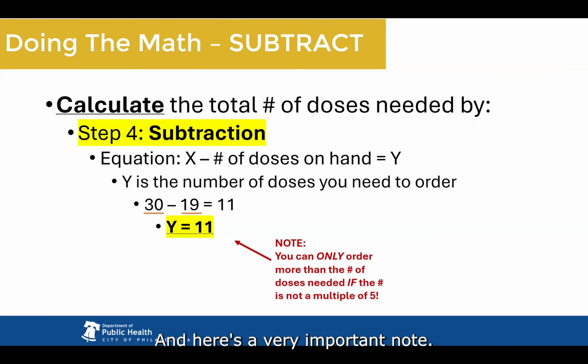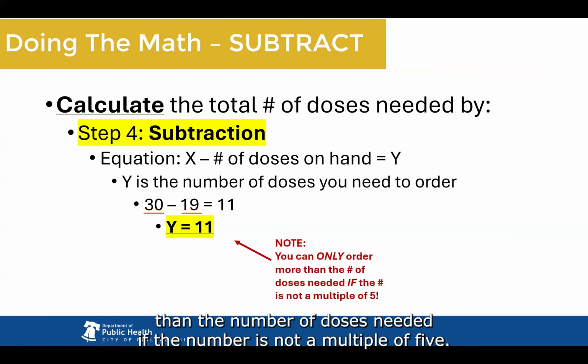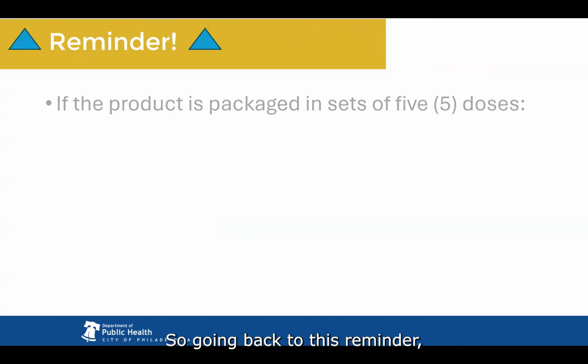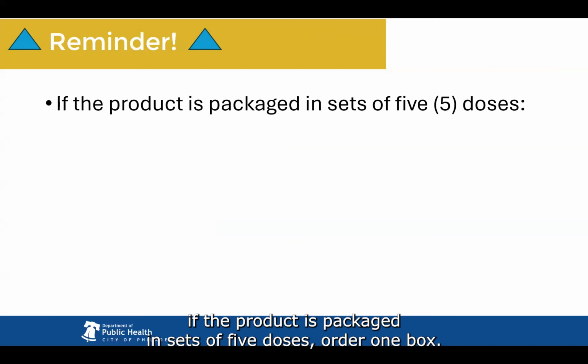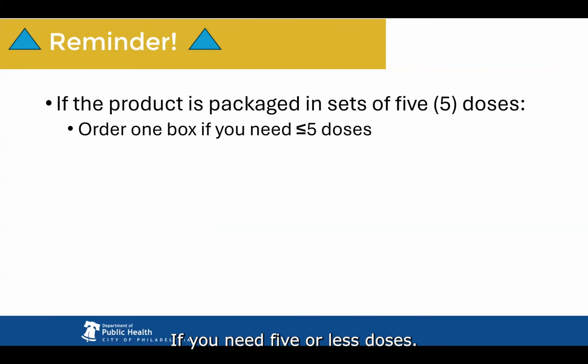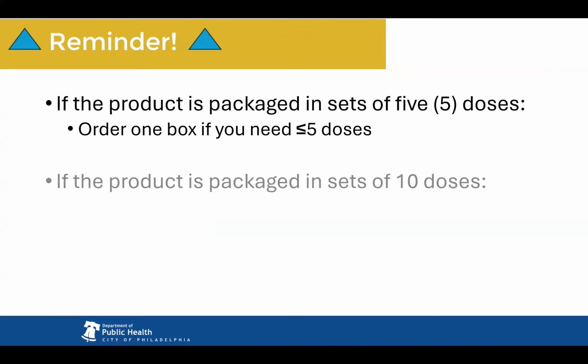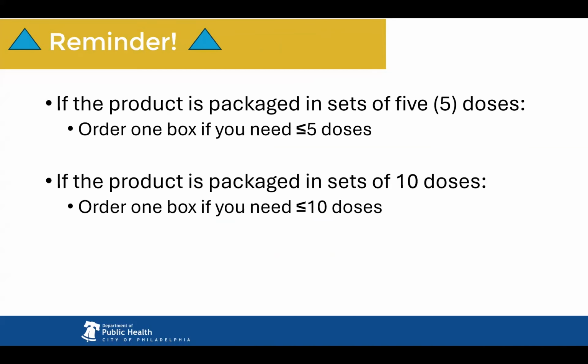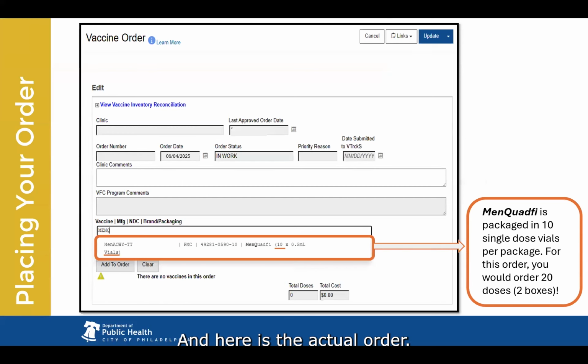And here's a very important note. You can only order the number of doses needed. And you can only order more than the number of doses needed if the number is not a multiple of 5. So going back to this reminder, if the product is packaged in sets of 5 doses, order 1 box if you need 5 or less doses. If the product is packaged in sets of 10 doses, then you'll order 1 box if you need 10 or less doses.